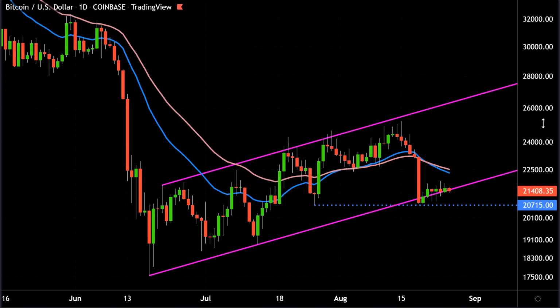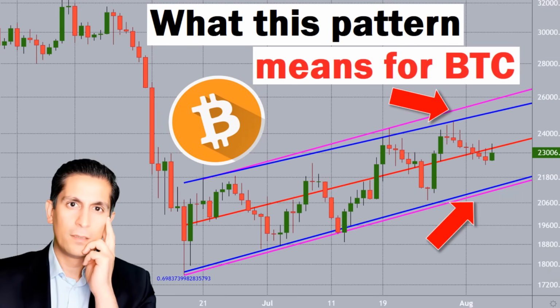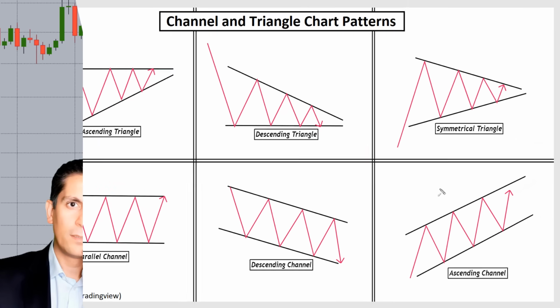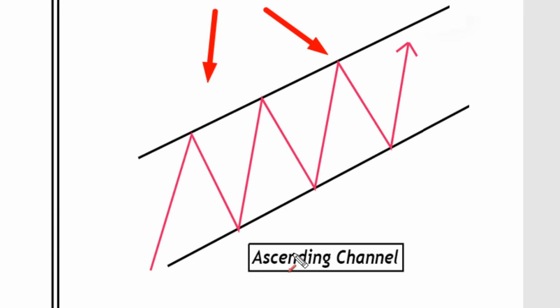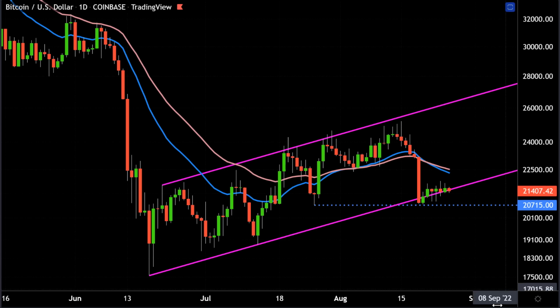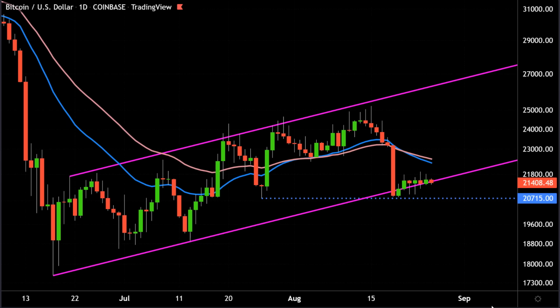Alright guys, welcome back. So as you may recall, a few weeks ago, I made a video you may have seen, in which I talked about how the chart pattern forming on Bitcoin is quite likely to be this ascending channeling pattern you're seeing here, which I'll talk about in more detail in this video. And as you can see here, Bitcoin has now come down to the bottom part of this ascending channel.